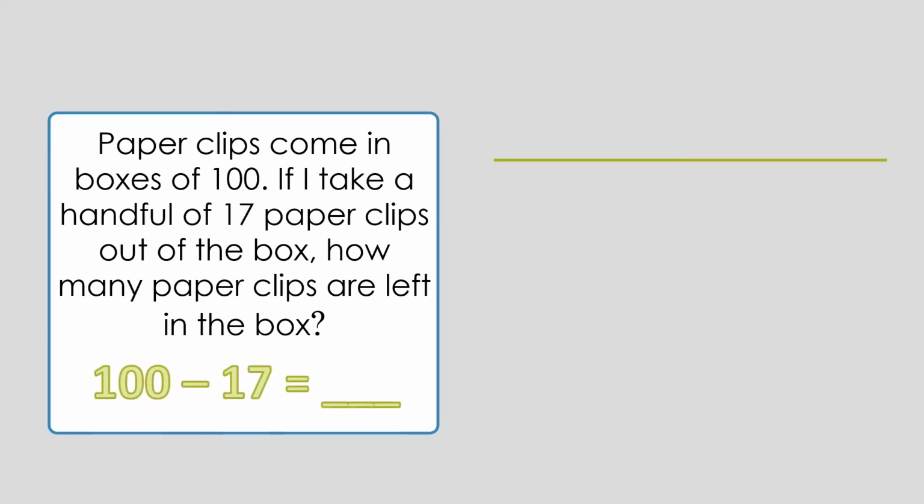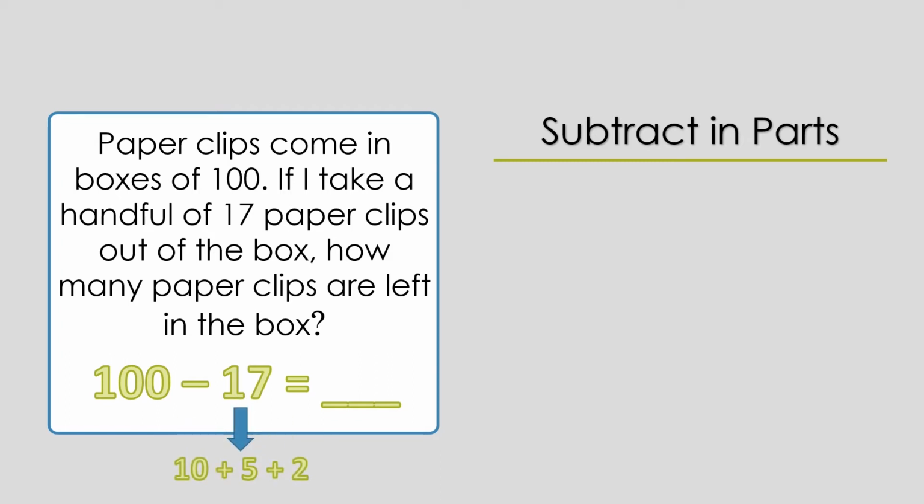Did you write 100 minus 17 equals blank? We know the box has 100 total paper clips and 17 of the paper clips are being taken out of the box. We need to find out how many paper clips are still in the box. You could count back 17 from 100 to solve the problem, or you could subtract in parts. When we subtract in parts, we decompose or break apart the number 17 into smaller parts. For example, the number 17 can be broken apart into 10 plus 5 plus 2.